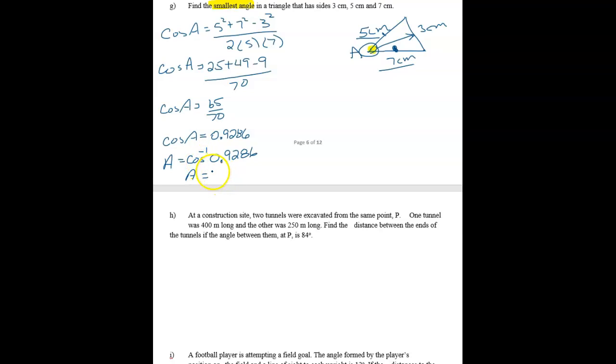Now angles are usually done to the nearest degree, so 21.782, well, to the nearest degree, let's say 22 degrees. Alright, so I'm going to leave it at that there. That's long enough for video.